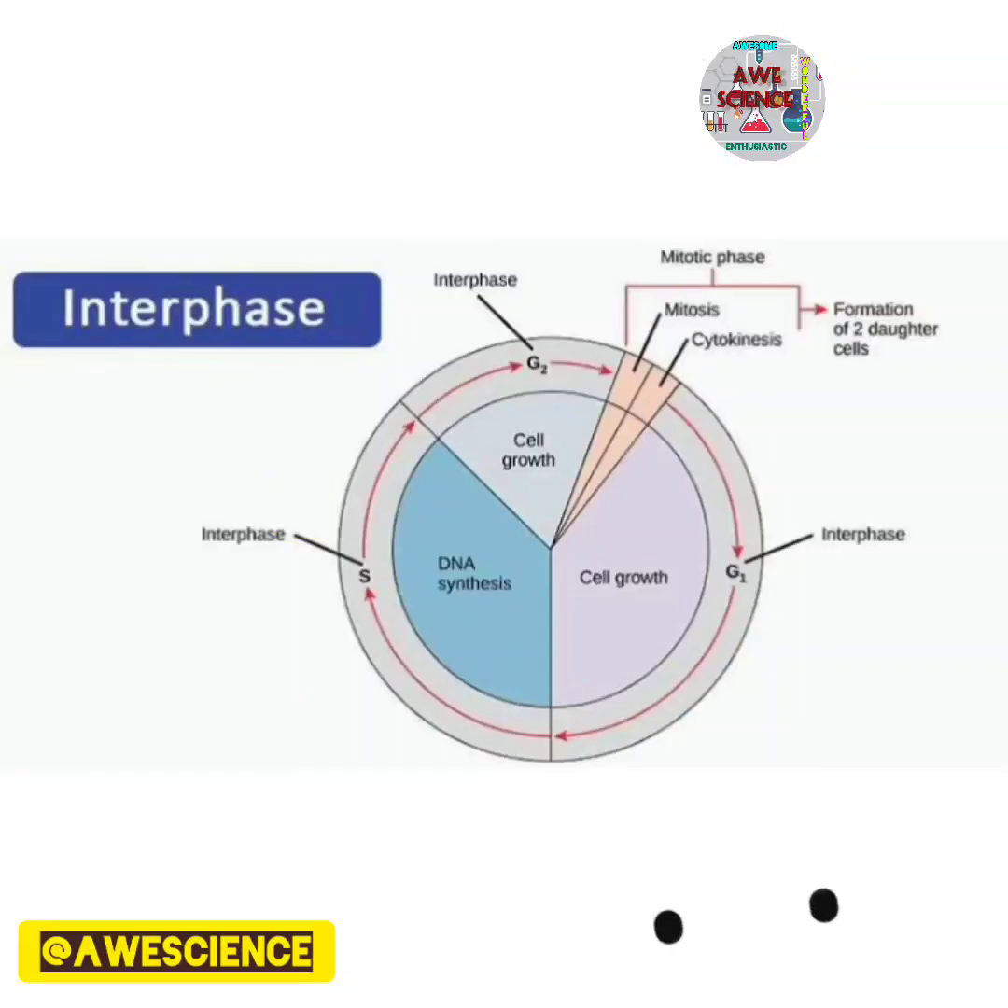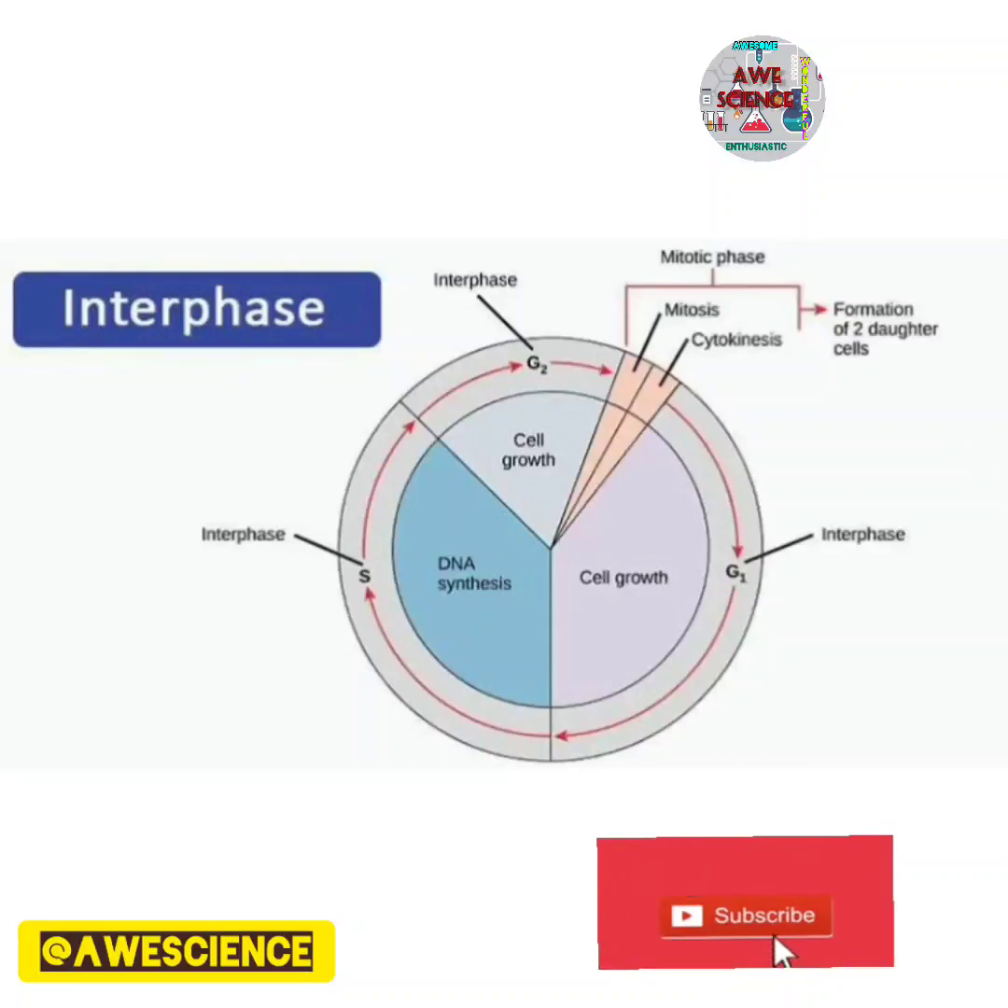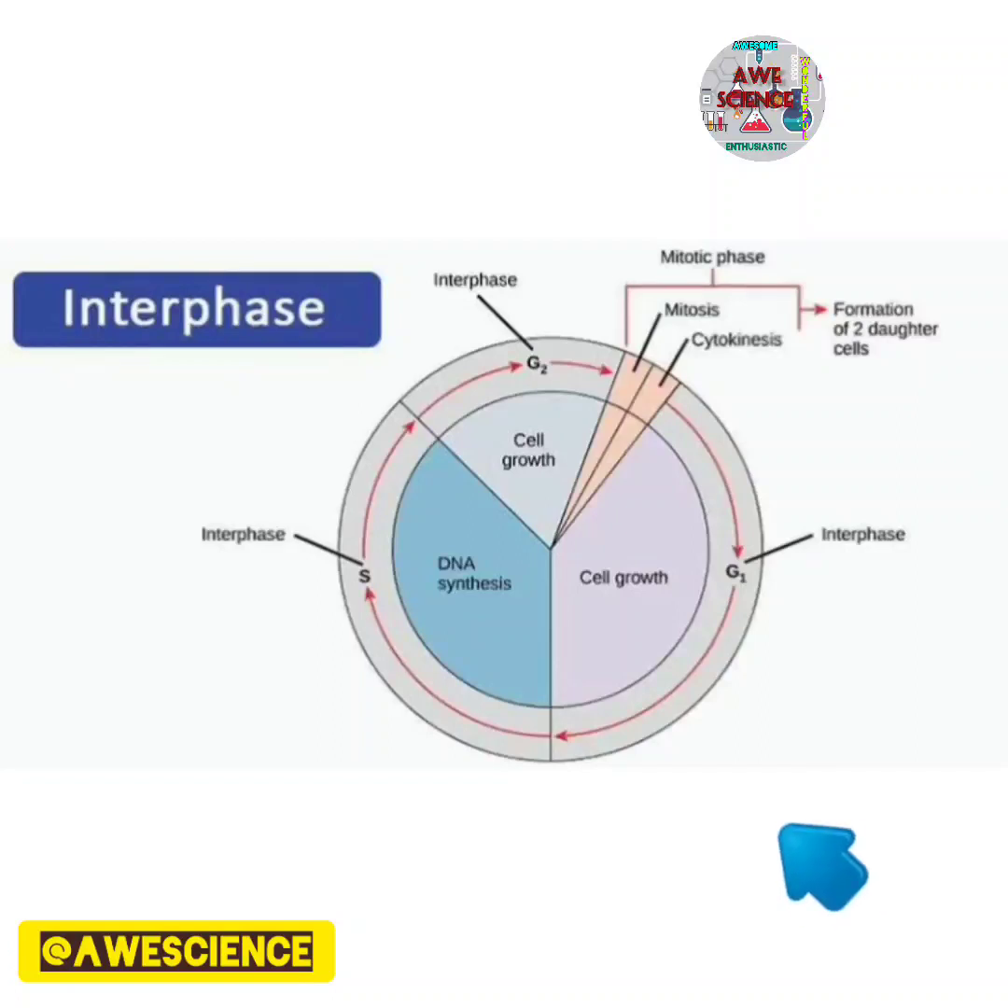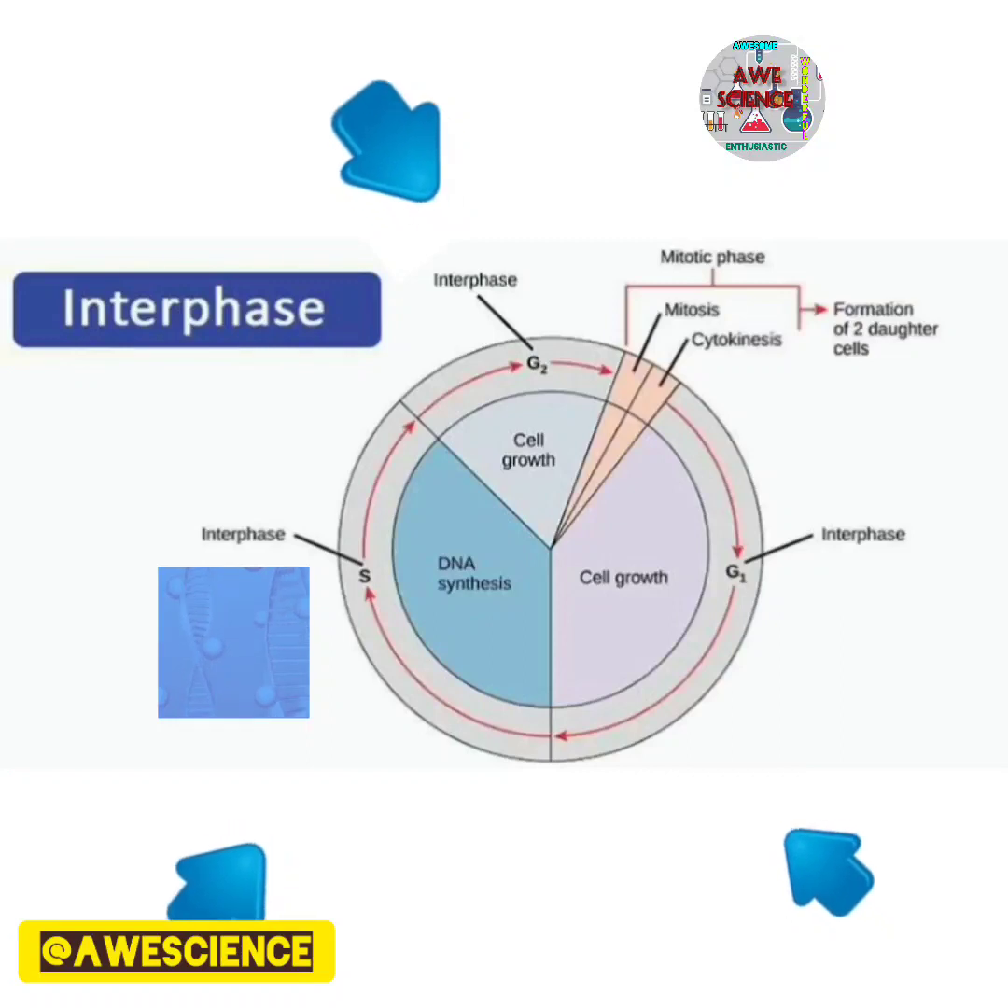Before the cell undergoes the process of mitosis, there is a stage known as interphase. In interphase, we have 3 different stages, that is G1 phase, S phase and G2 phase. In G1 and G2 phase, cell growth takes place, and in S phase, DNA synthesis takes place.